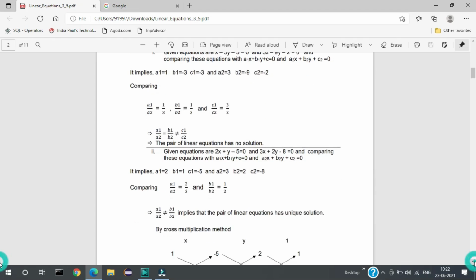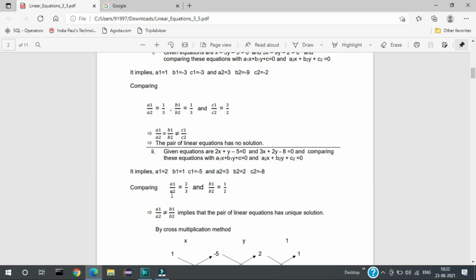Coming to the second one. Given equations are 2x plus y minus 5 equals to 0 and 3x plus 2y minus 8 equals to 0. We have to compare these two linear equations with a1x plus b1y plus c1 equals to 0 and a2x plus b2y plus c2 equals to 0. It implies a1 equals to 2, b1 equals to 1, c1 equals to minus 5 and a2 equals to 3, b2 equals to 2, c2 equals to minus 8.